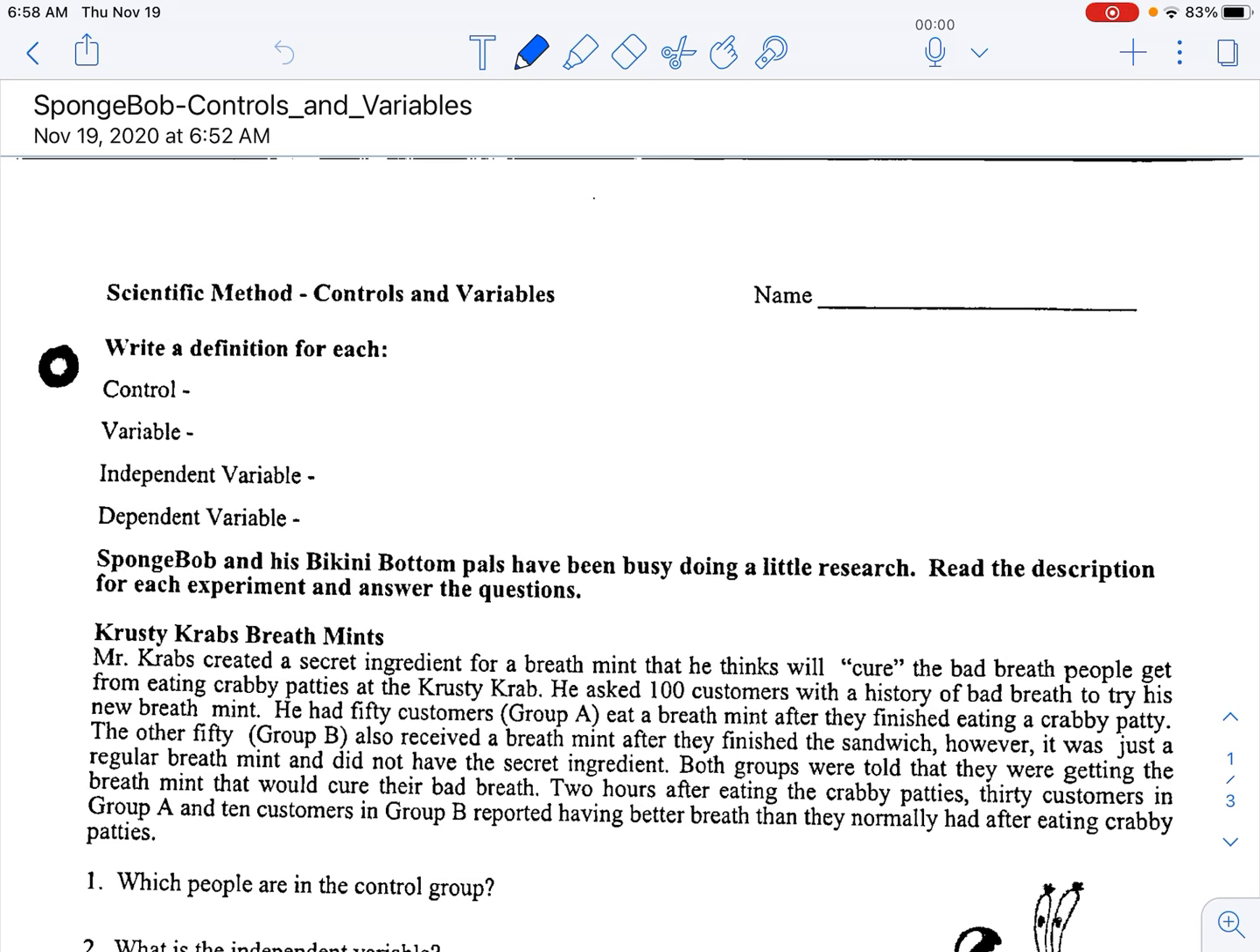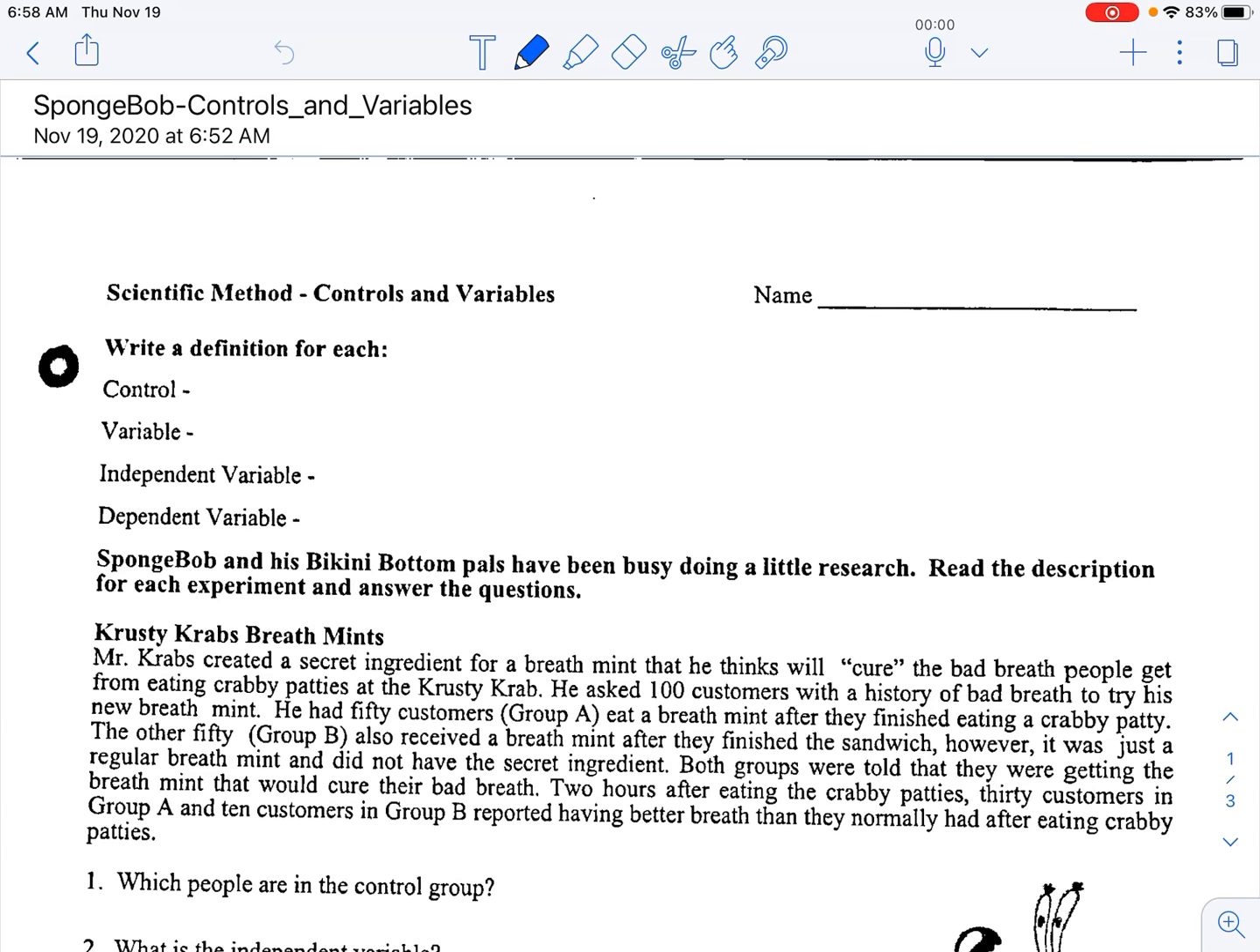He asked 100 customers with a history of bad breath to try his new breath mint. He had 50 customers, which he called Group A, eat the breath mint after they finished eating a Krabby Patty. The other 50 also received a breath mint after they finished the sandwich. However, they were just getting a regular breath mint and did not have the secret ingredient. Both groups were told that they were getting the breath mint that would cure their bad breath.